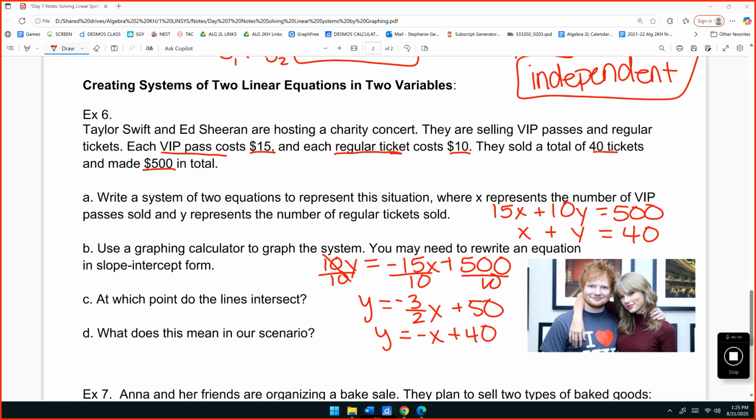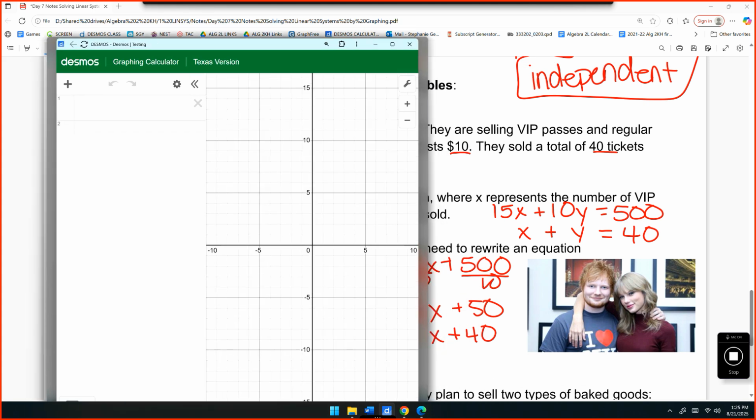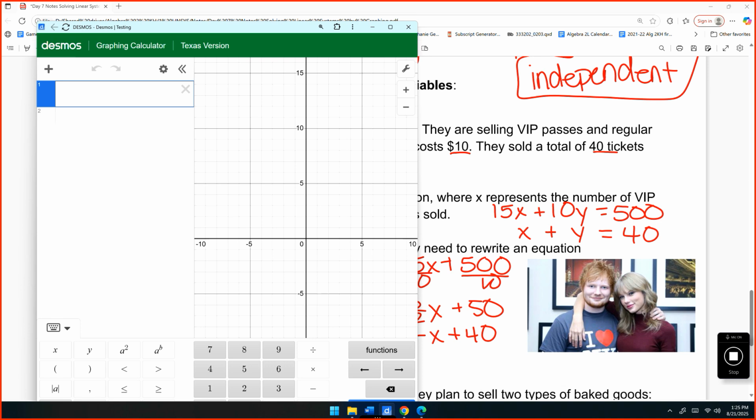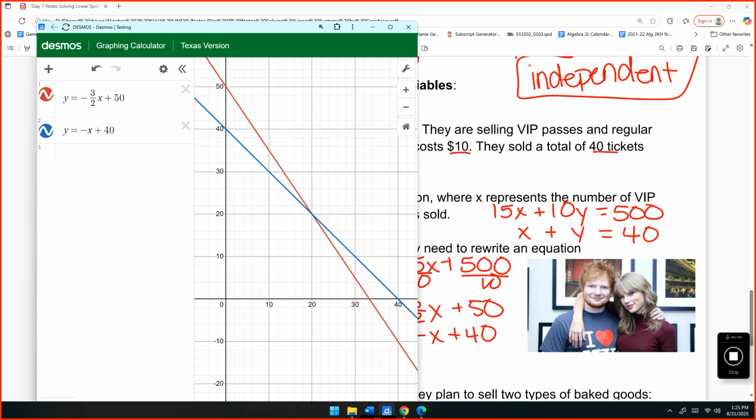Okay, so if I'm going to use Desmos to figure that out, I'm just going to type it in. y equals negative 3 over 2x plus 50. And then y equals negative x plus 40. Okay, and then we see nothing because we're just looking at our basic view. So I've got to kind of pinch it. Okay, here we go.